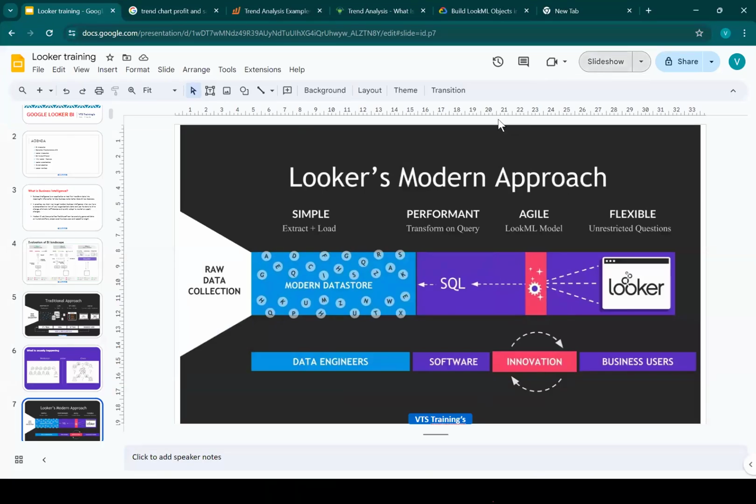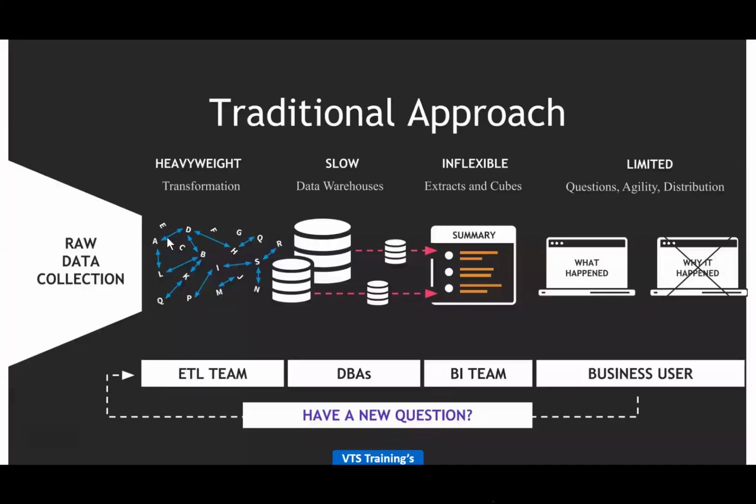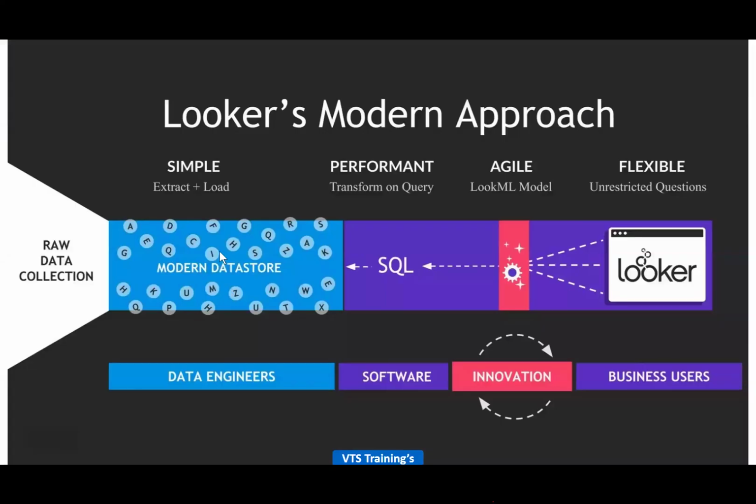Let's see. So in this scenario, Looker is directly connected to the raw data. Or else, if you observe here, it is transformed from A to D, or A to L, with a link between them. So is this transformed data? No, it is untransformed data. Nowadays, every cloud BI platform is following the same scenario.